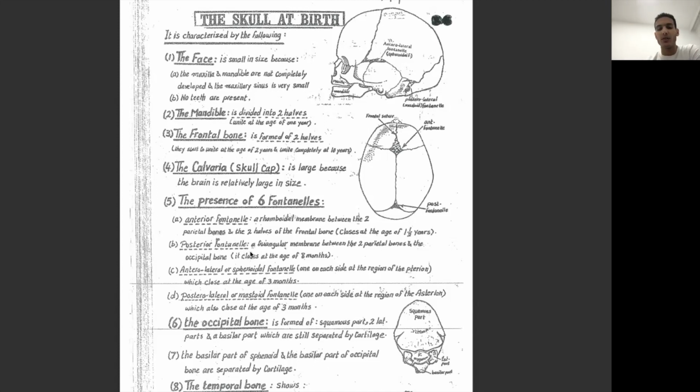Okay. Posterior fontanelle, a triangular membrane between the two parietal bones and the occipital, right here. It closes at the age of 8 months. The anterolateral sphenoidal fontanelle is on each side of the pterion, remember the pterion, and it closes at the age of 3 months. The posterolateral, the mastoid fontanelle, one on each side in the region of the asterion, also closes at 3 months. Just remember these are very important to mention for him, and he likes those months, and you'll be good for the joints of the skull in general.